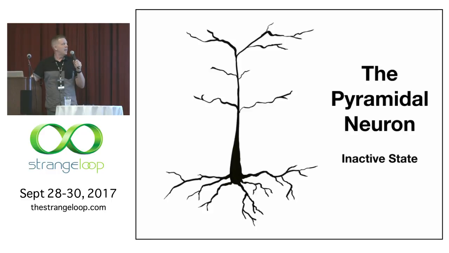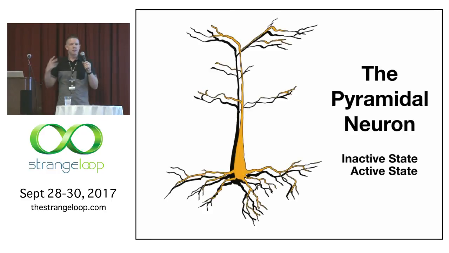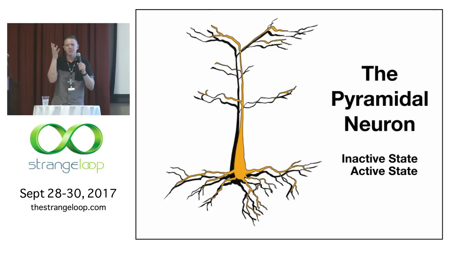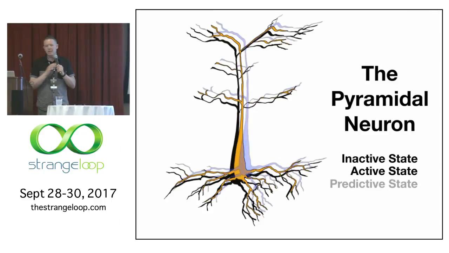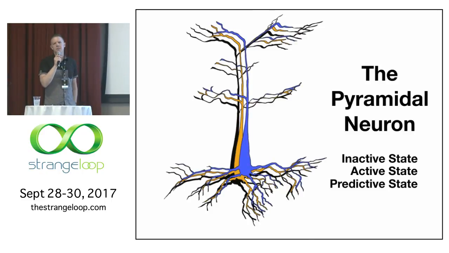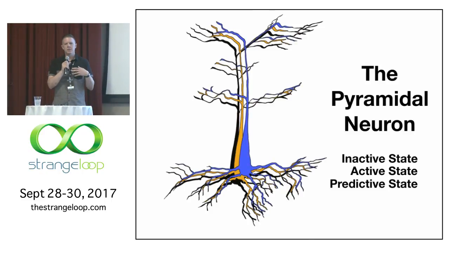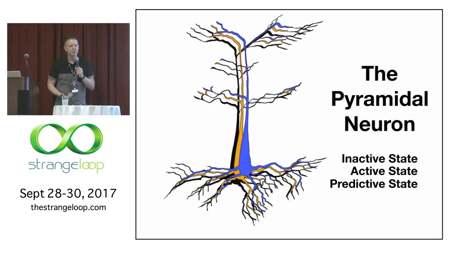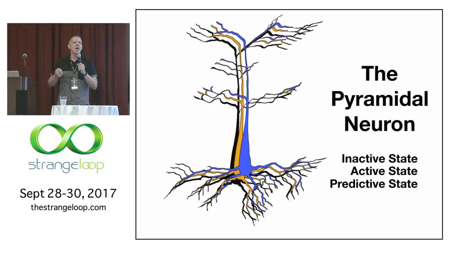We do have an inactive state and an active state. This is important: what the neuron does is it activates, it turns on, it spikes. But we need another one. We need a predictive state, and this turns out to be really important. A neuron needs to know, yes, I'm active, or no, I'm not, but I think I might be. I think I might be active soon. That's an important prospect, because that's what your brain is constantly doing. It's constantly making predictions about what it's going to see next.